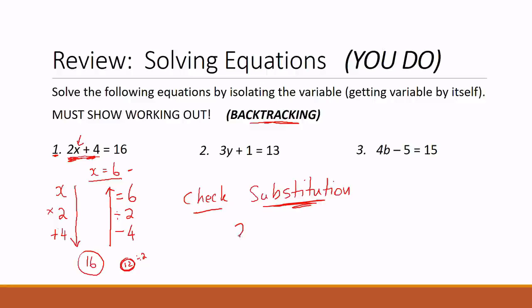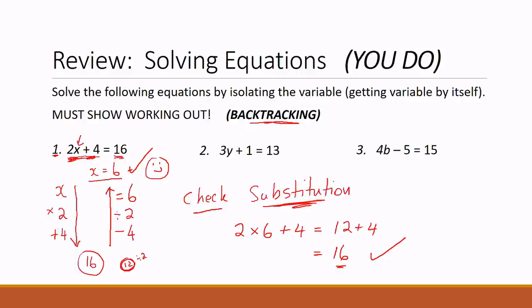So let's check. I'm now going to go 2 times 6, because x I think is equal to 6, plus 4. So 2 times 6 equals 12, and 12 plus 4 equals 16. So I've got a true number sentence, because I should get 16, and I ended up with 16. And so that means my solution, x equals 6, is indeed correct, and I'm happy. And hopefully you got the same for number one.